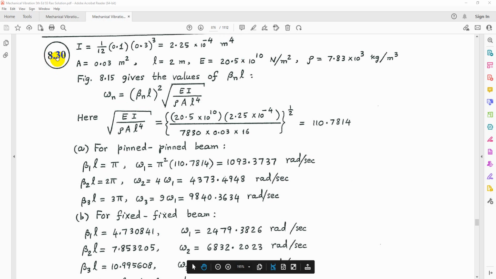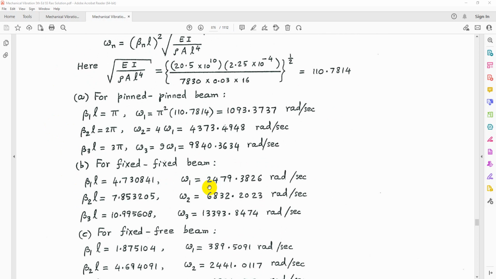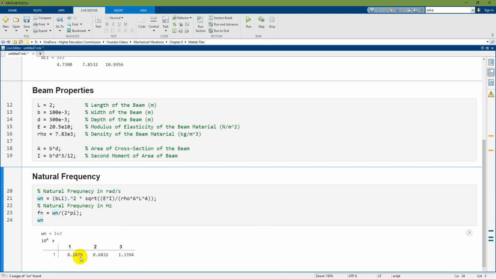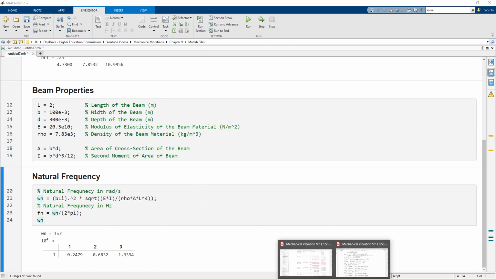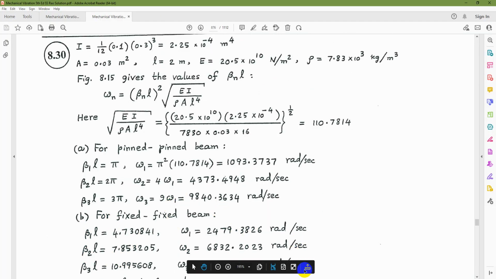That is the solution manual for 8.30, and for the fixed beam, the first natural frequency is 2479, the second 6832, and the third 13393. These are the values here, with 10 to the power 4. So 2479, then 6832, and the third one is 133.94. These are the natural frequencies calculated, and they are the same as those from the solution manual.